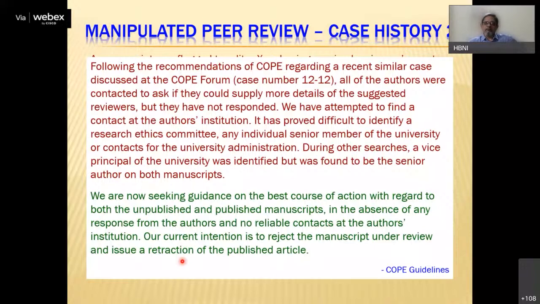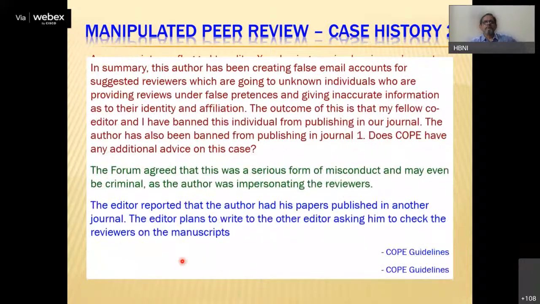And again, the various reasons why people do this is a philosophical question, which many people have discussed, and this is a question which is being talked about, and basically how to prevent such frauds from happening. So what happened was, in summary, this particular author has been creating false email accounts for suggested reviewers, which are going to unknown individuals who are providing reviews under false pretenses, and giving inaccurate information as to their identity and affiliation.